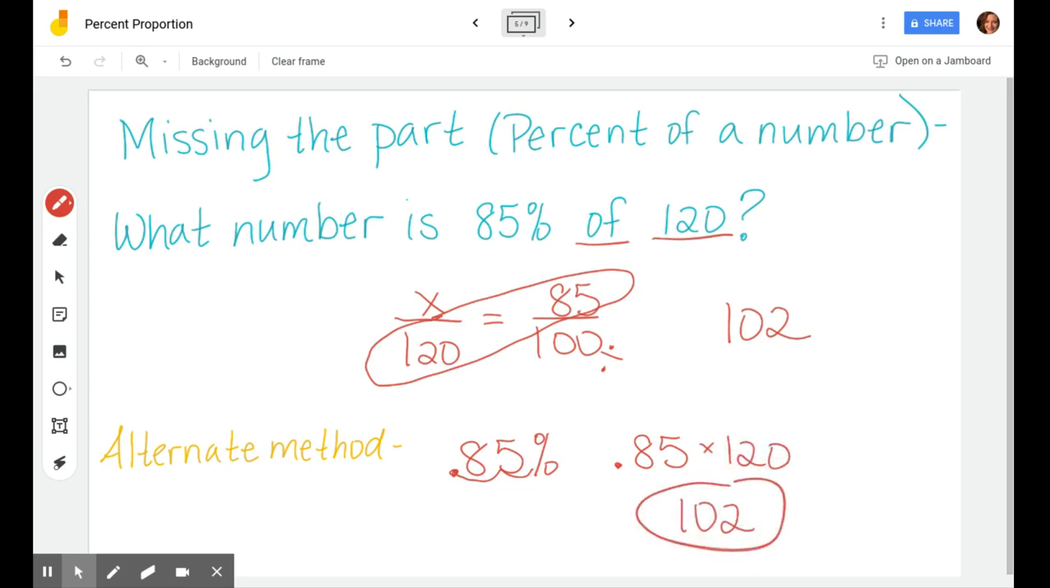I do agree on problems like this that that's faster. A lot of you are probably thinking, oh my gosh, why didn't you just show us that to begin with? The percent proportion will work on all 3 of these types that I'm showing you. That method only works when you've got the percent and you've got the of. So just be careful, be aware that you can't do that on every single type of problem, but that will work when you know the percent and the total.